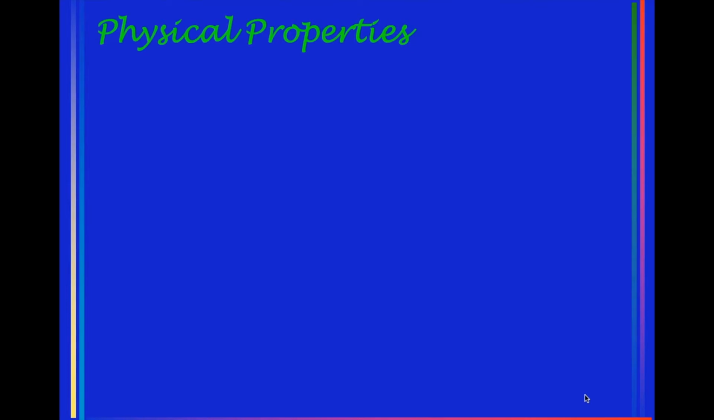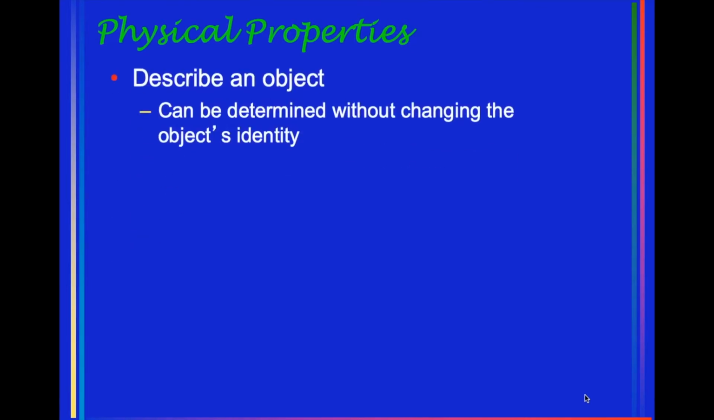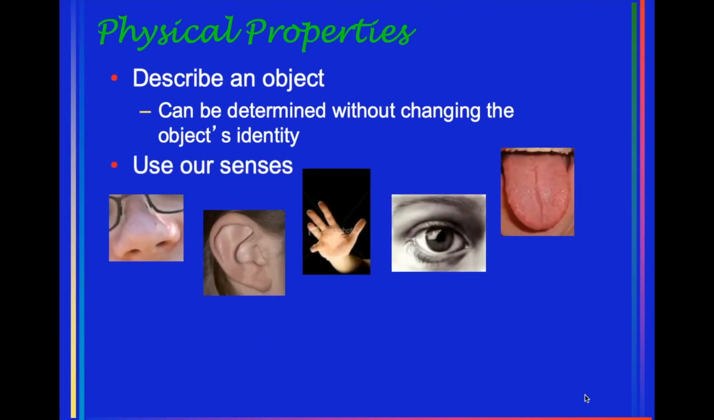So let's start with the term physical property. A property is some type of adjective in chemistry. It describes an object. Because it's a physical property, it means you can determine the property without changing the identity. Think of your senses. What does it smell like? What does it look like? What does it feel like? Texture, color, size, the weight of it, or how dense it is, those kinds of things.